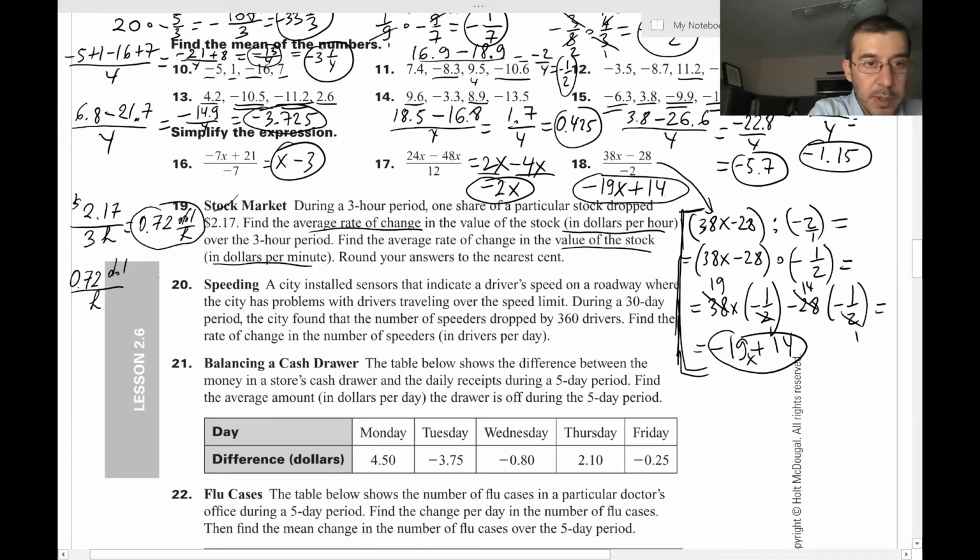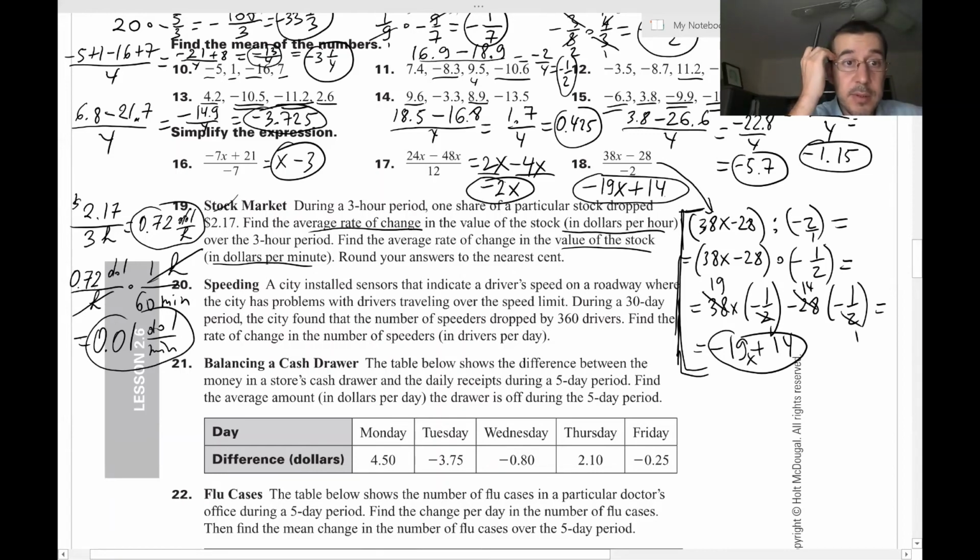To get in minutes, we have to get minutes here. Hours have to cancel out with hours. So in 1 hour, we have 60 minutes. So hour and hour cancel out. So this is basically dollars, we end up with dollars over a minute. 0.72 divided by 60, or this is 0.01. 0.01 dollars per minute. Okay, that's number 19.